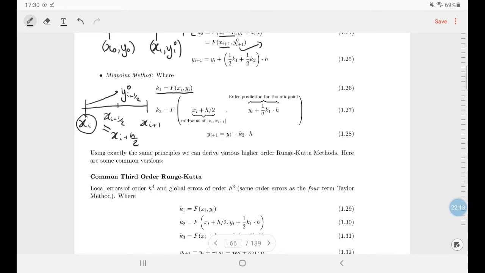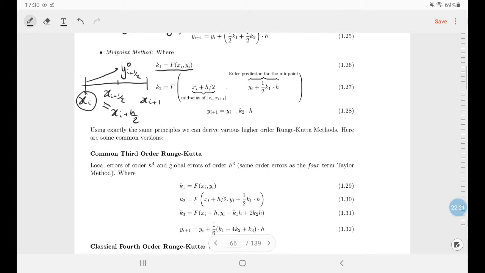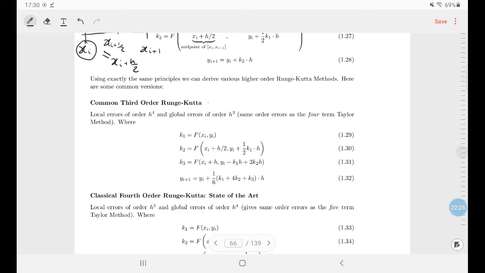The midpoint, it's inside the big bracket, and it's the Euler prediction for the midpoint, and we'll use that slope to go. Okay, using the same principles, we can derive higher order. So the common third order, this is like a 4-term Taylor method. That means the local errors are of order h to the 4 and the global errors of order h cubed, which is really, really good.